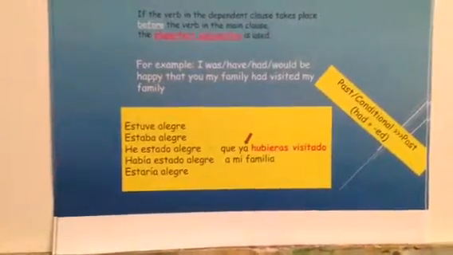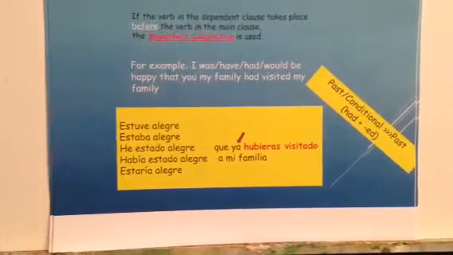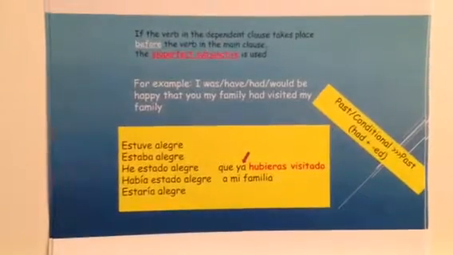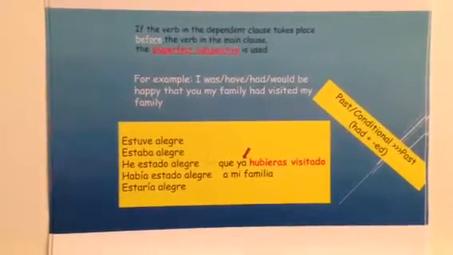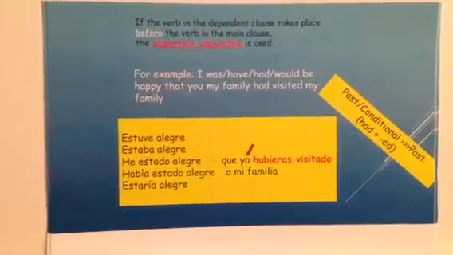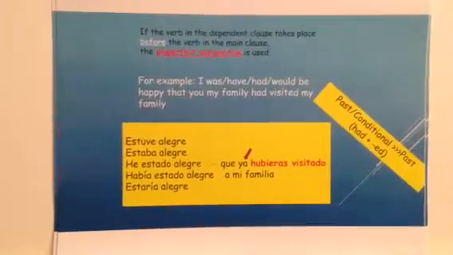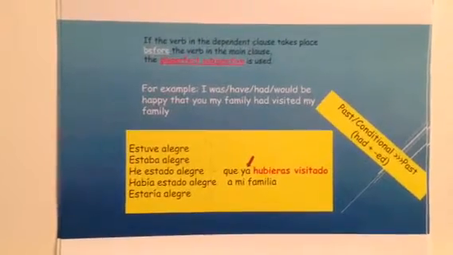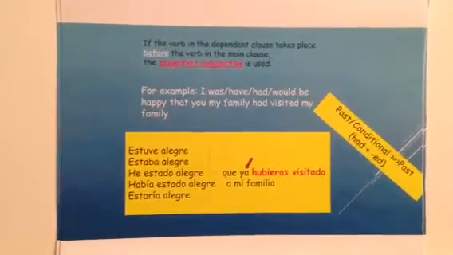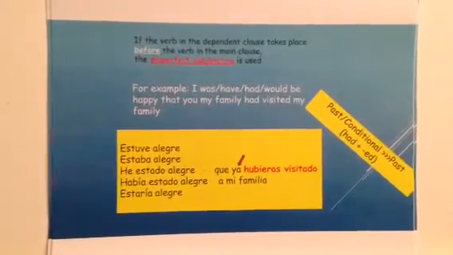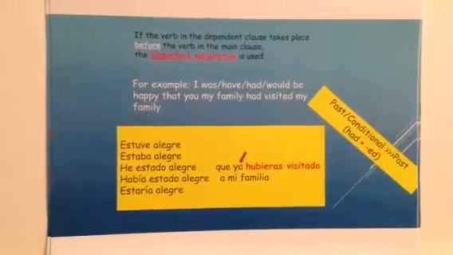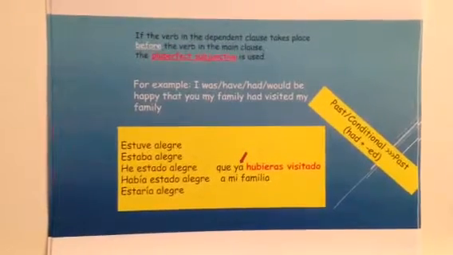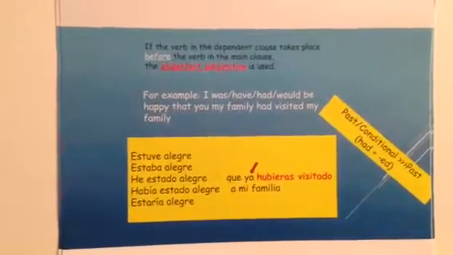If the verb in the dependent clause takes place before the verb in the main clause, the pluperfect subjunctive is used. For example, I would be happy that my family had visited my family. Sometimes deciding in which chronological order the two actions in the main and the dependent clause happened is not very easy. However, some key words and connectors can be used as a hint. For example, notice the word ya, already, usually indicates that the action in the dependent clause happened before the main clause, so a subjunctive past tense will be used.